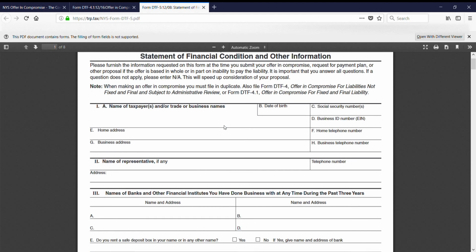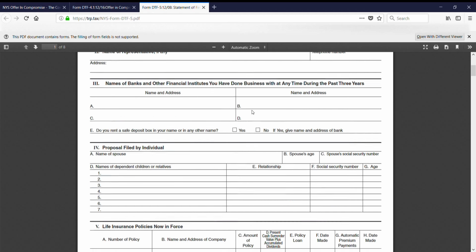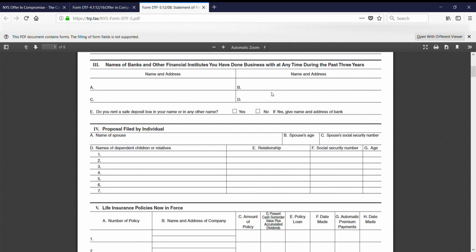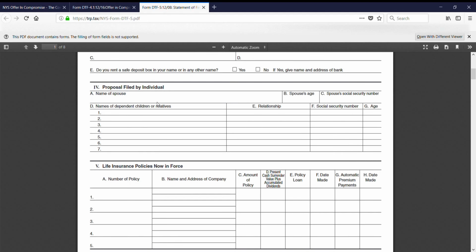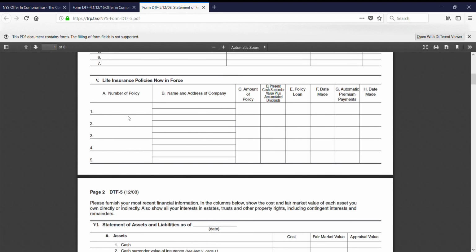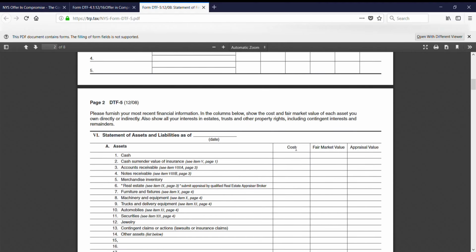But in this form, they're pretty much going to ask for the same information: name, all that, representative, if any. Really, if you have a representative, they should be filling this out anyway. Name of your banks, who's your spouse, who are your dependents, what's their relationship to you. They want to know about your life insurance. They want to see if there's any cash value. Whole life insurance typically has a cash value. Term life insurance typically does not have a cash value.